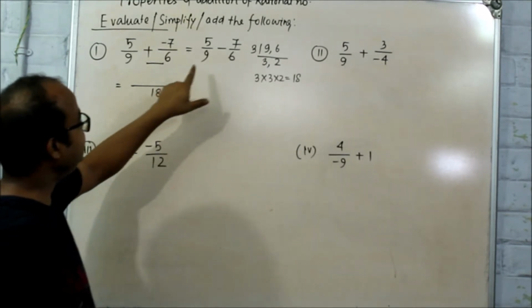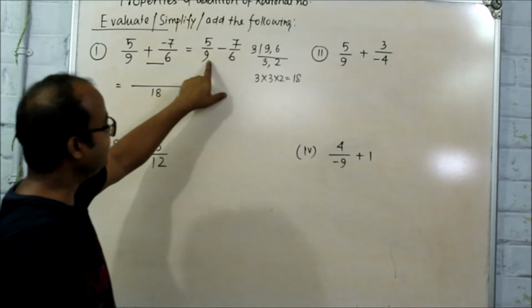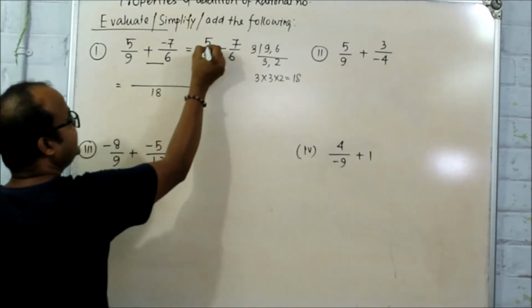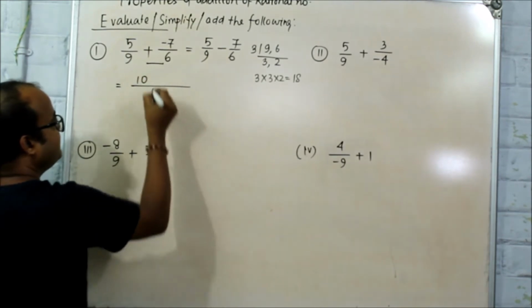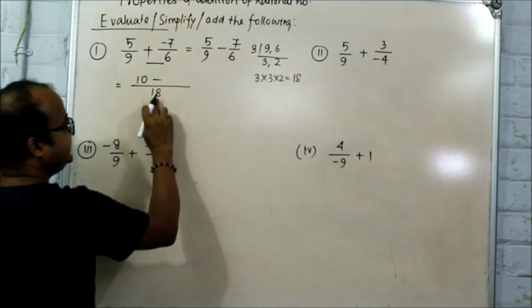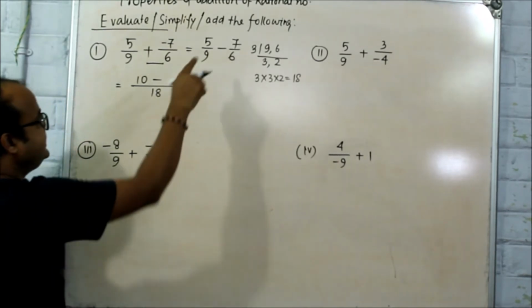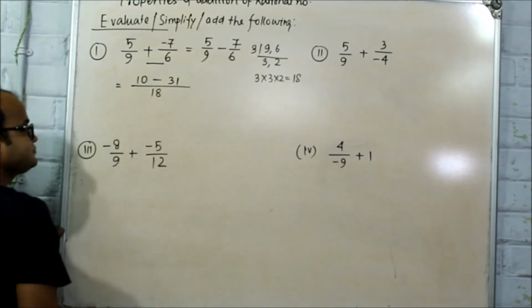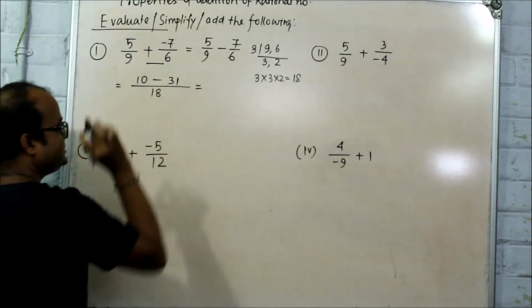Now the next process is LCM divided by the denominator. So 18 divided by 9 is equal to 2. Then you need to multiply with 5. So 2 5 is 10. Minus 18 divided by 6 is equal to 3 multiplied by 7, it is equal to 21. Clear? So this is equal to 10 minus 31.